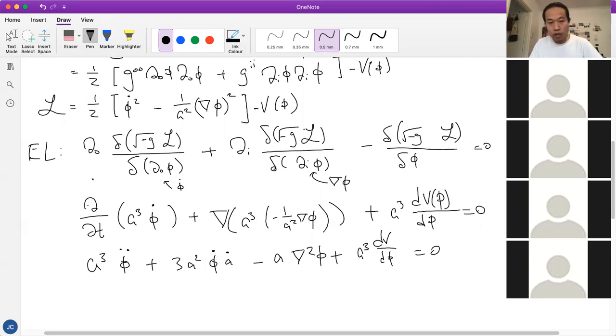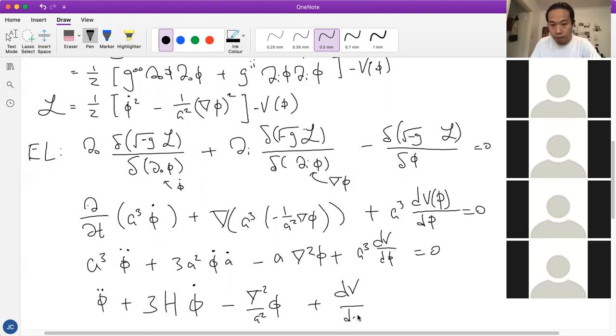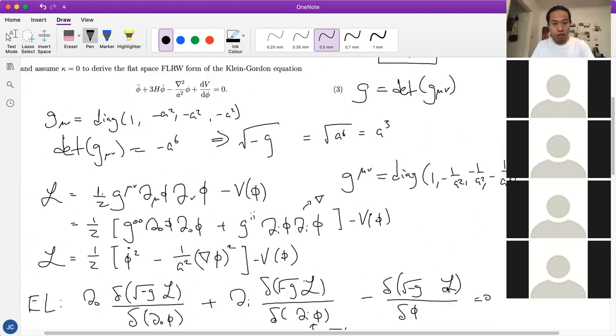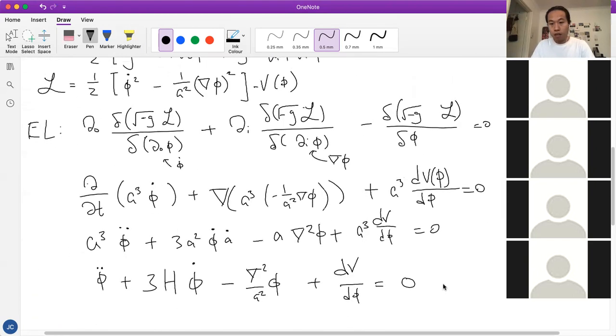And to get it to the form that you want, all you have to do now is divide everything by a cubed. So you get phi double dot plus 3 a dot on a, which is just the Hubble rate, so I can just write H in there straight away, and then phi dot, minus grad squared on a squared phi plus dV/d phi, and it's equal to 0. And I think that's what you started out trying to find. Yeah, that's it. So that's the answer.